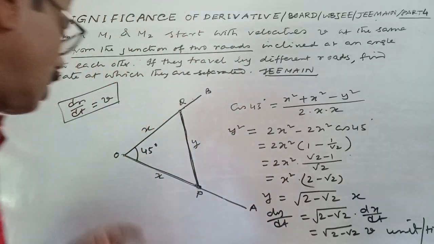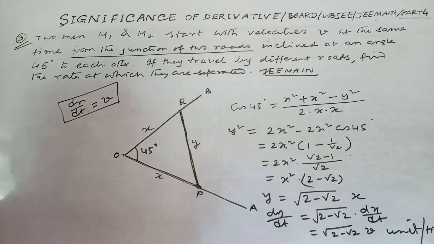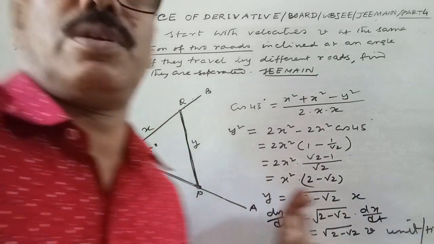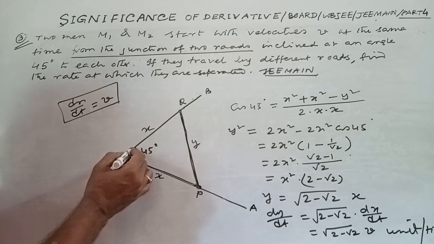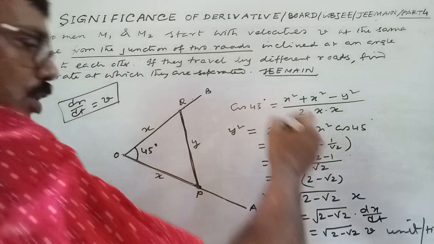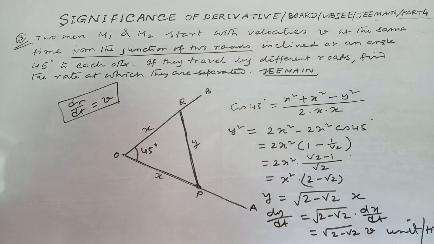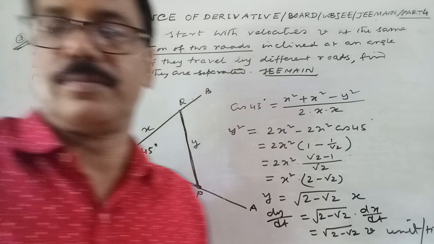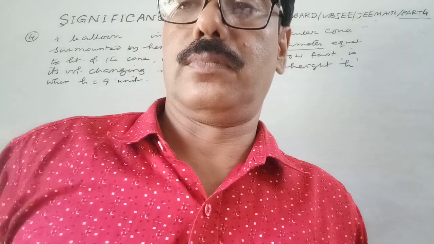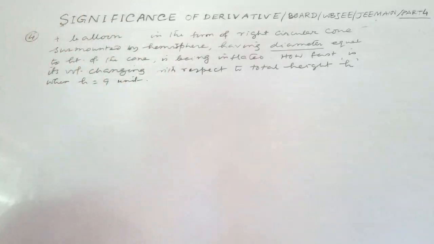Now, if two roads are perpendicular, then theta equals 45 degrees. Then you have to use Pythagoras theorem. But here the angle is 45, so we are using cosine. So it is also a simple problem. Now one more problem.